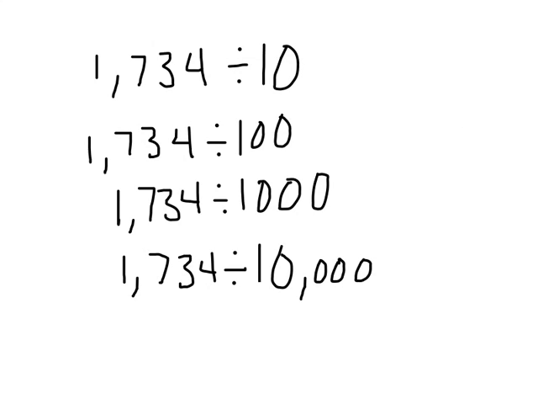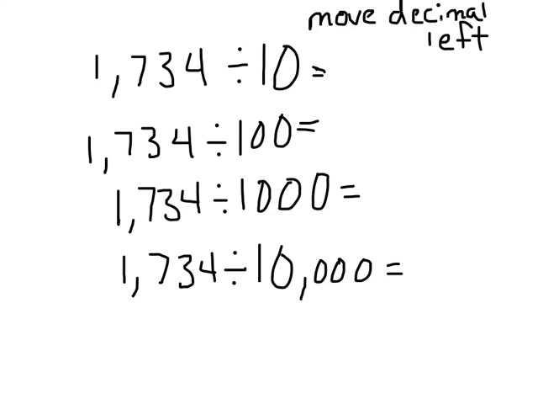Yesterday we multiplied by powers of 10. Today we're going to divide by powers of 10. Yesterday we moved the decimal to the right to show place value increasing. When I divide by powers of 10, I'm going to move the decimal to the left to show the place value decreasing. So let's do a few examples.